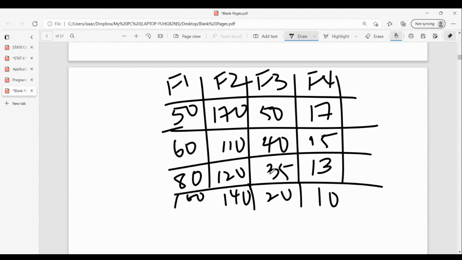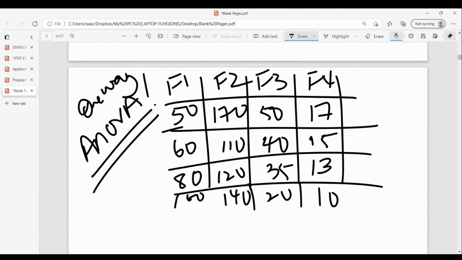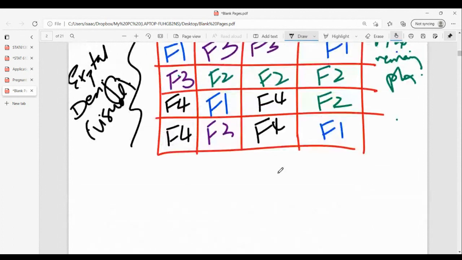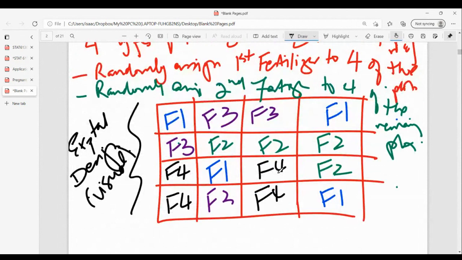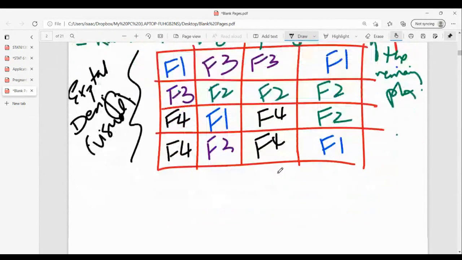From this, you know that if you want to compare the means, then you have the one-way analysis of variance. So you see, the way that you assign the treatments to the plots tells you it's a one-way.